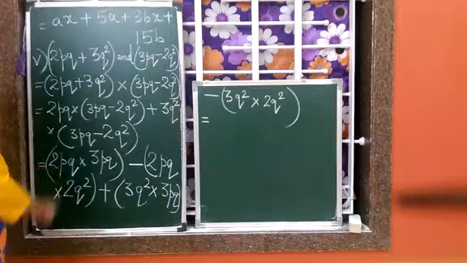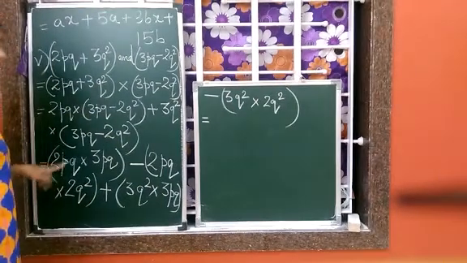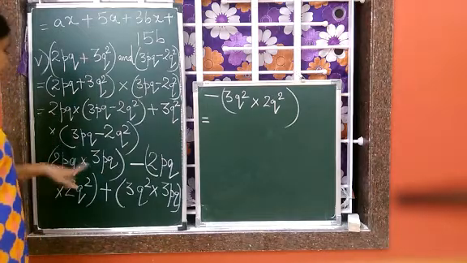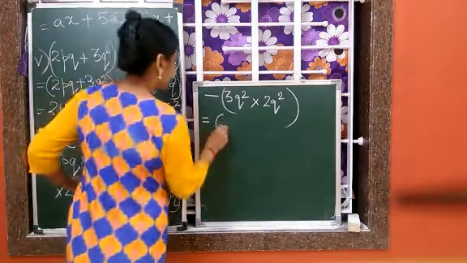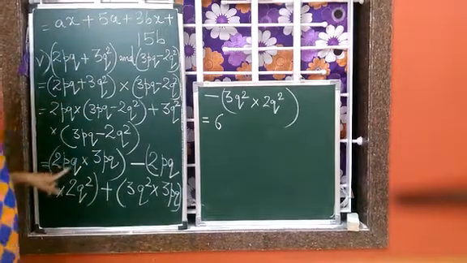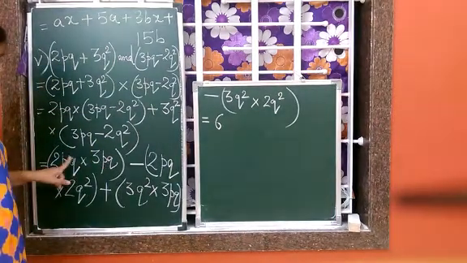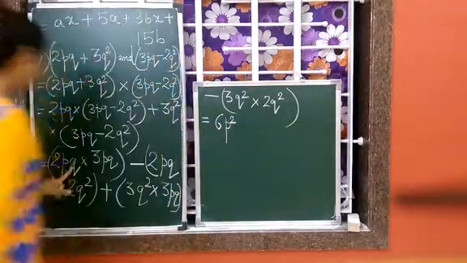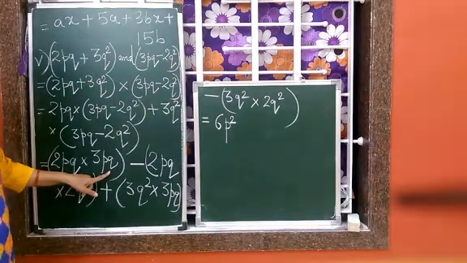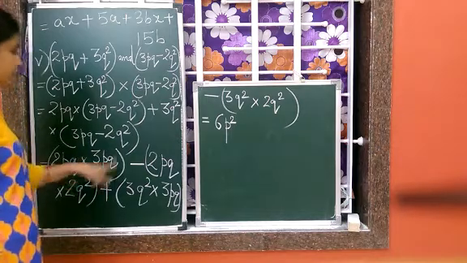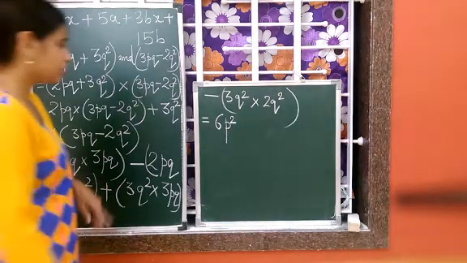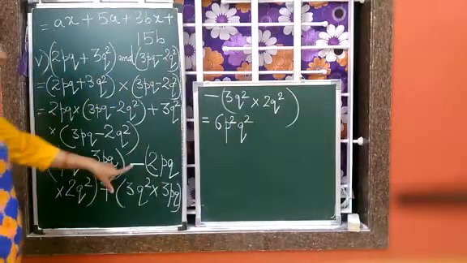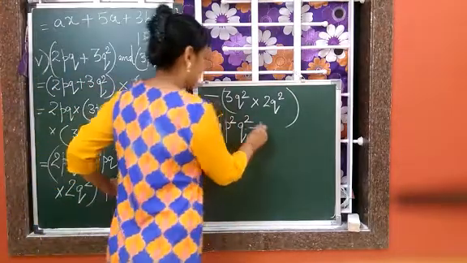Now, we multiply. Powers of the common terms get added. 2 3s are 6. P and P, you can see now. So 1 plus 1, P into P gives you P square. Q into Q, again, power is what? Nothing means 1. So 1 plus 1, 2. That is Q square. So we completed the first bracket. Then what is the sign? Minus.